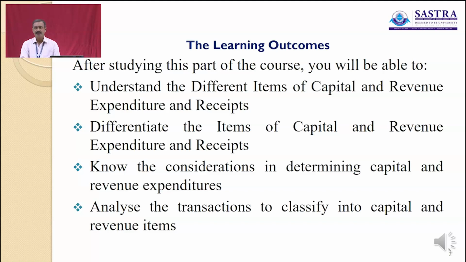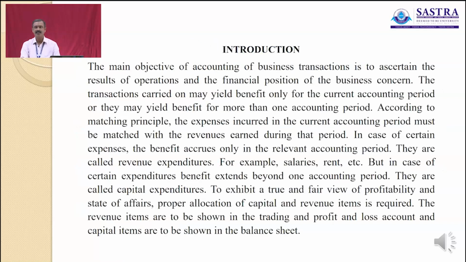Let me introduce the topic now. The main objective of the accounting of business transactions is to ascertain the results of operation and the financial position of the business concern. The transactions carried on may yield benefit only for the current accounting period, or they may yield benefit for more than one accounting period.